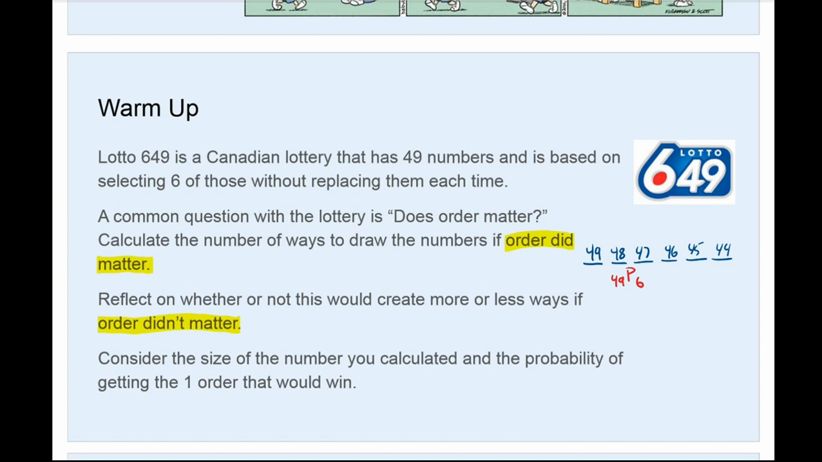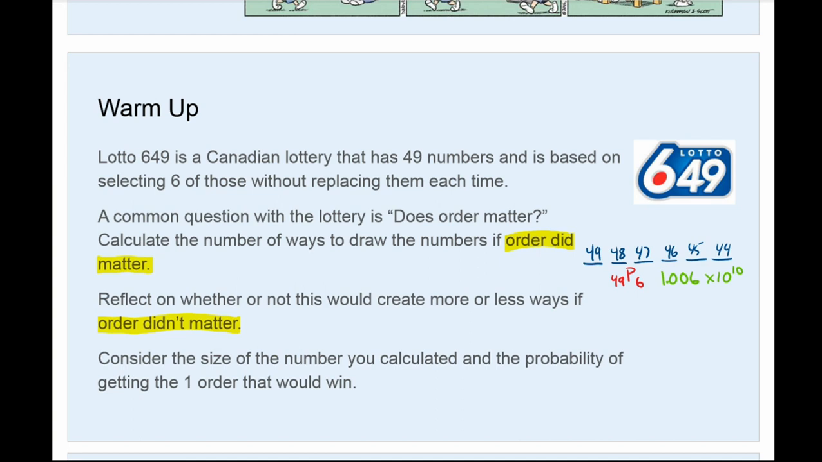So if you were to do 49P6, you would get a value that works out to 1.006 times 10 to the power of 10. An incredibly large number, right? Roughly 10 billion different orders of the numbers.